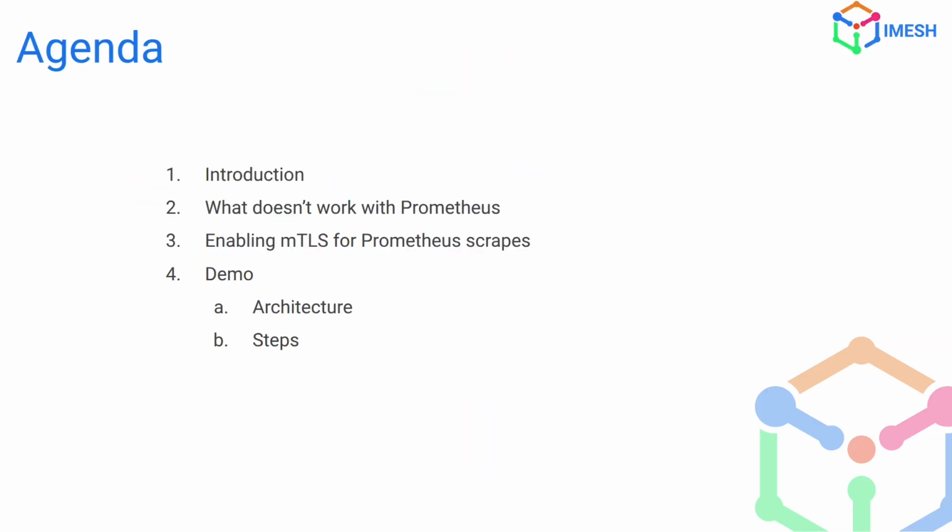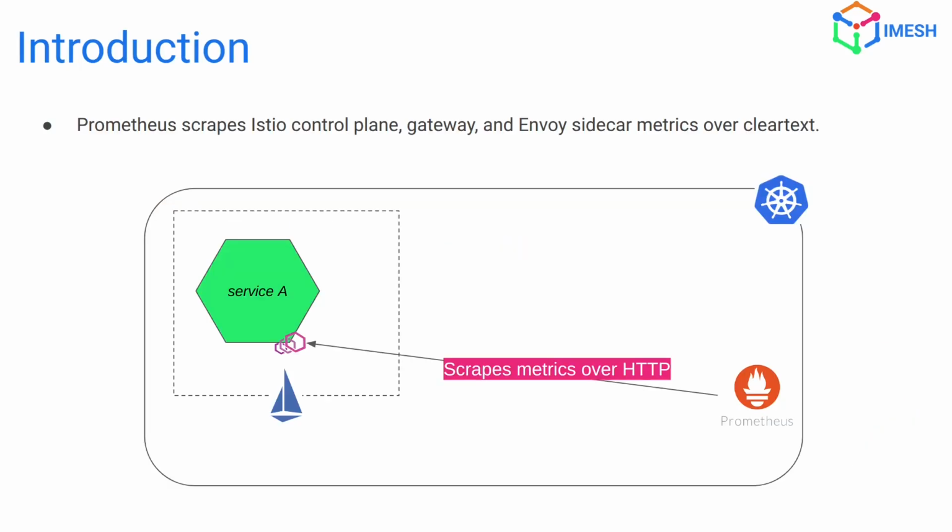So we'll first begin by discussing what doesn't really work with Prometheus and Istio, and then we'll figure out a way to enable mTLS despite all the limitations that we have. And then of course I'll be showing a demo for this, so let's get started.